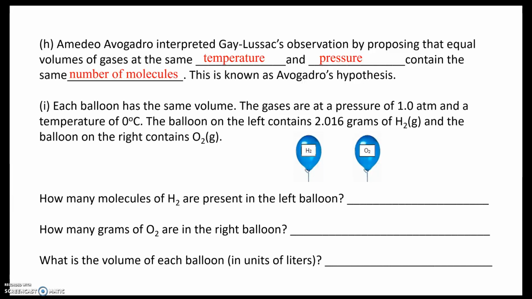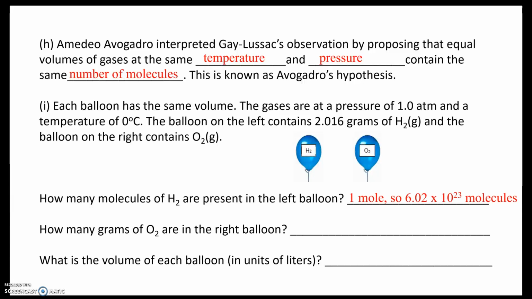We've got one on the left with hydrogen, one on the right with oxygen. The gases are at a pressure of 1 atmosphere and a temperature of 0 degrees Celsius. The balloon on the left contains 2.016 grams of hydrogen, and the balloon on the right contains some amount of oxygen. Now, we've got 3 questions. How many molecules of hydrogen are present in the leftmost balloon?